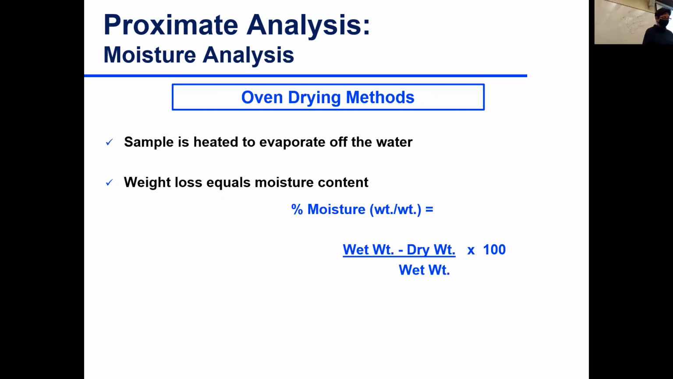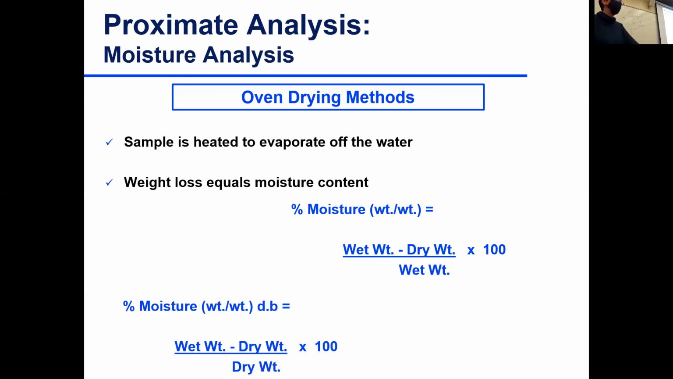Very easy. You just have to take the initial weight accurately, put it in the oven for a certain period of time. Moisture evaporates, take it out, cool it down, and measure the weight. The weight difference is your moisture. So wet weight, that means the weight of your initial sample, minus dry weight, the weight you get after you dry, over the initial weight of the sample, multiplied by 100 gives you the percent moisture content.